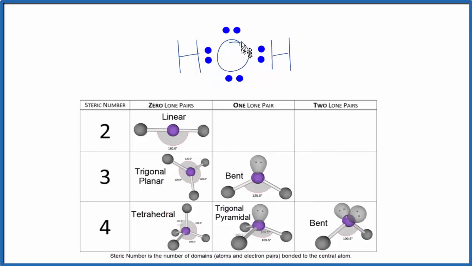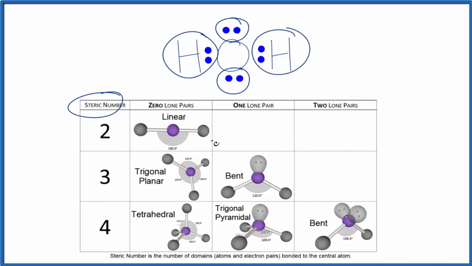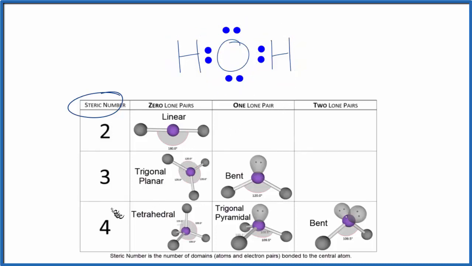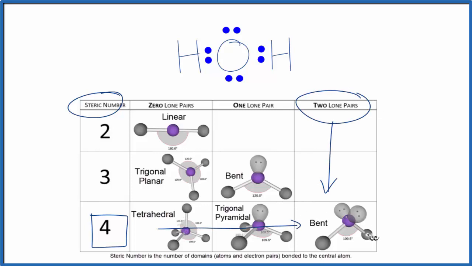Now we can see that the oxygen has 4 things bonded to it. We call that the steric number. So we have the hydrogen, lone pair, lone pair, and the other hydrogen. So the steric number is going to be 4. Then we count the number of lone pairs: 1 lone pair, 2 lone pairs. So we have 2 lone pairs. We go down, we go over, and we have a bent molecular geometry for water.